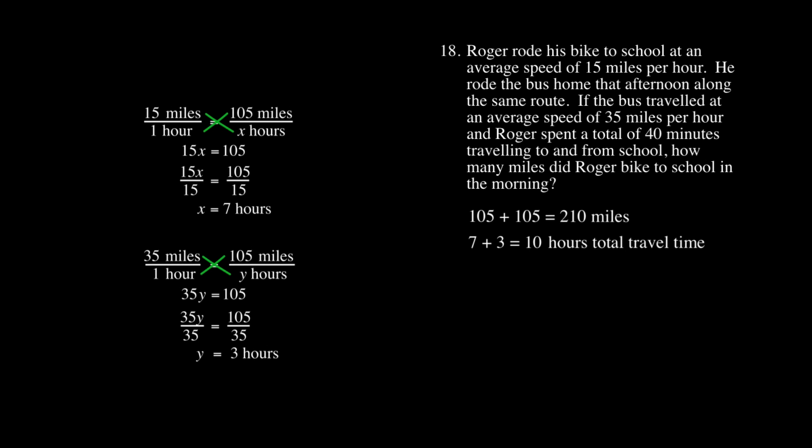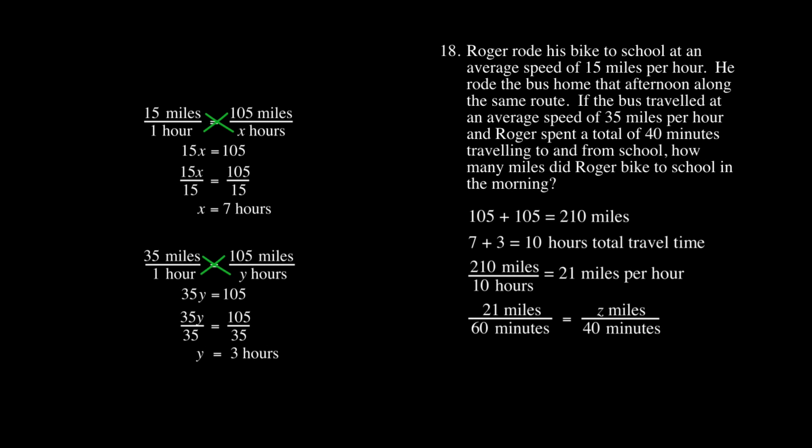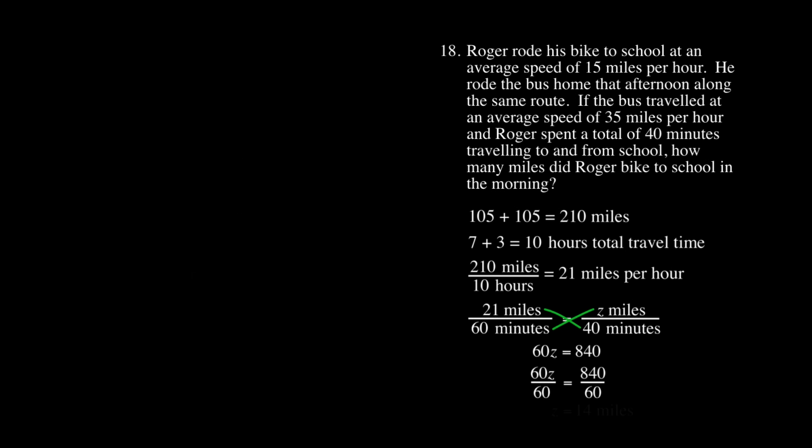How many miles is he going in 40 minutes? We have our information in terms of hours, 21 miles per hour. So we need to convert this to minutes. There are 60 minutes in 1 hour. So put 21 miles over 60 minutes and set up a proportion to solve for the number of miles in 40 minutes. 21 miles over 60 minutes equals z miles over 40 minutes. Cross multiply. 60z equals 840, divide by 60, z equals 14 miles.